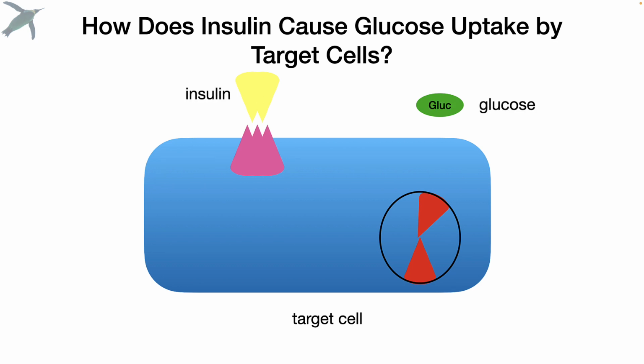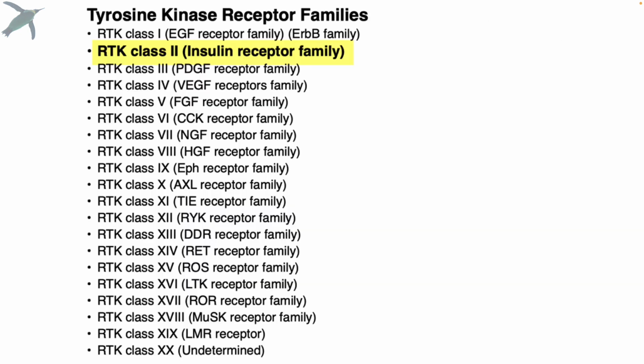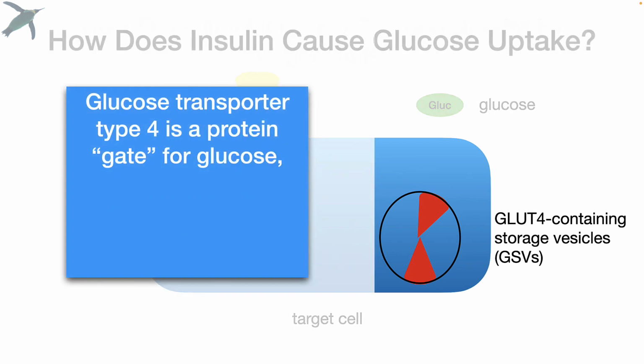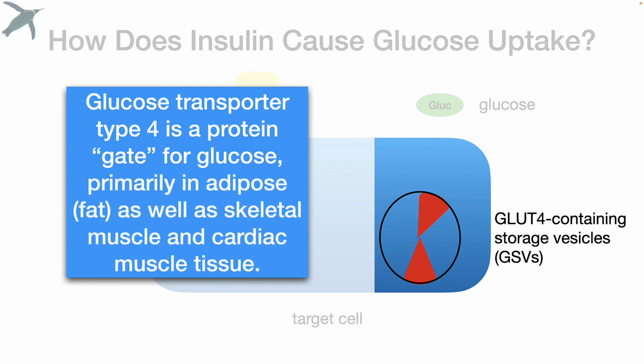So here we've got insulin and glucose in my little cartoon, and this pink thing represents the insulin receptor. This is a tyrosine kinase category of receptor. The key players in this story are these little guys. These are glucose transporter type 4 proteins. They're actually like gates or doors for glucose. We find them primarily in adipose as well as striated muscle. Where these little proteins are will determine whether glucose can enter a cell or not.